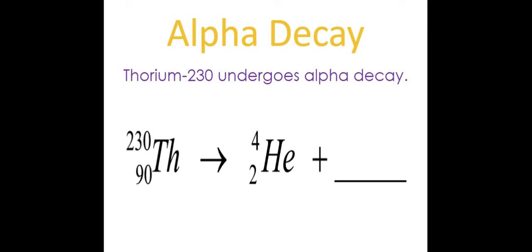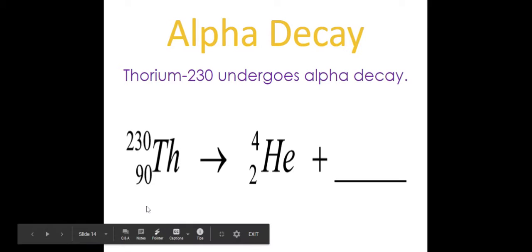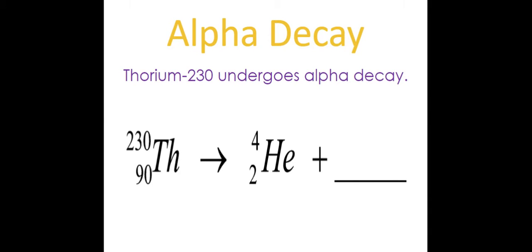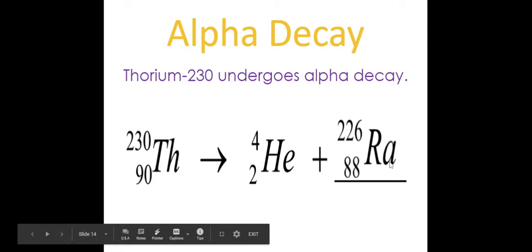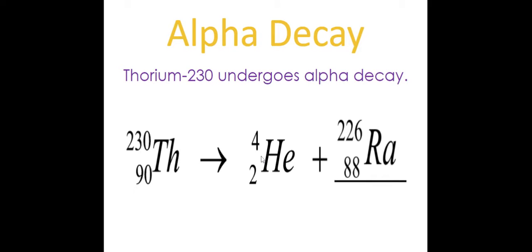Oops, sorry. So what happens when thorium-230 undergoes alpha decay? Somebody tell me. I'll give you guys a second to work the math. Okay, right. So thorium-230 with an atomic number of 90 would become radium-226 with an atomic number of 88 when thorium undergoes alpha decay.